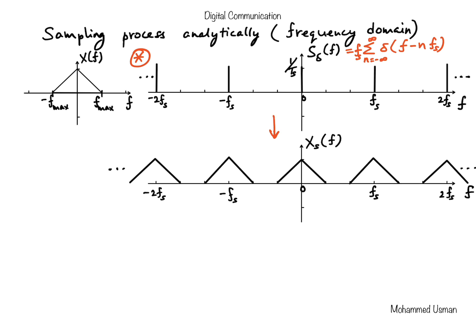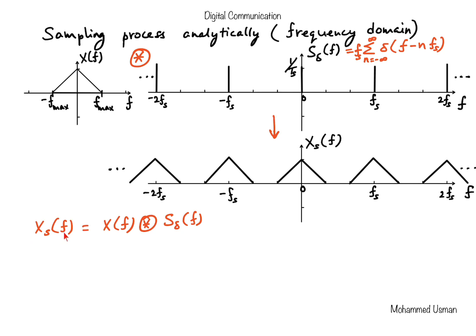So the spectrum of the sampled signal, let's write here, Xs of f is nothing but the convolution of the spectrum of the original signal X of f with the spectrum of the sampling function S delta of f. And by the way, the convolution operation is denoted by the star inside the circle. So I'm using the star inside the circle to denote the convolution operation.